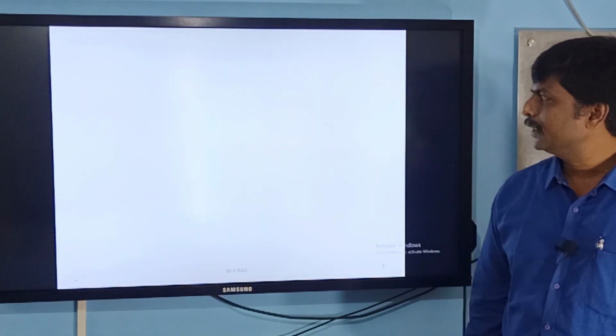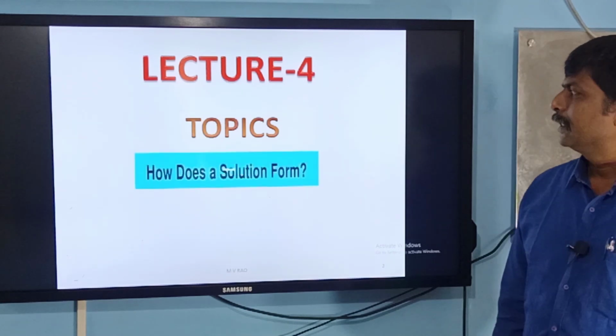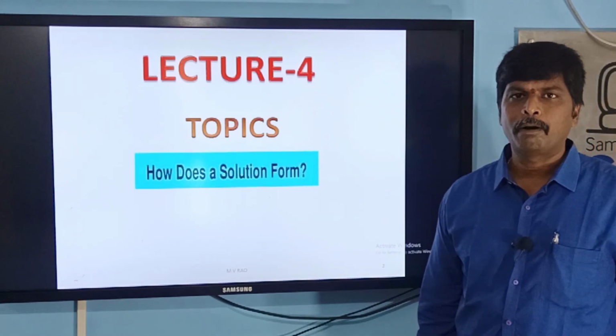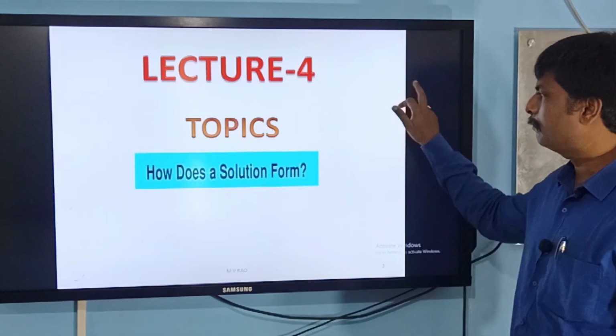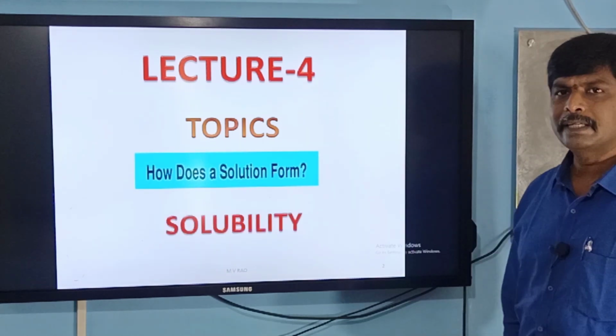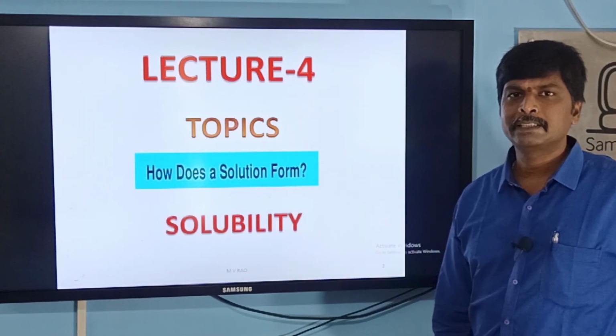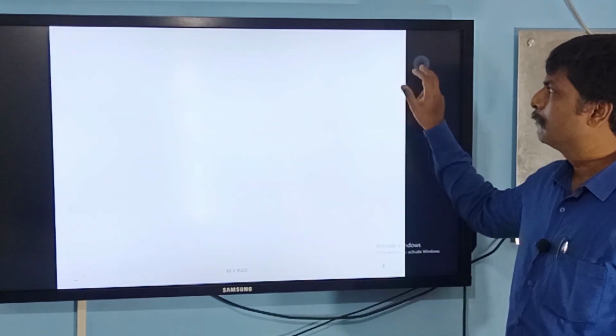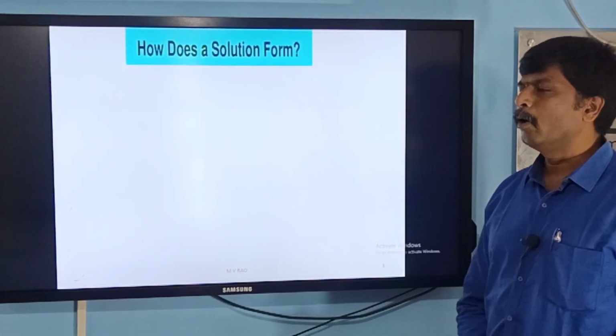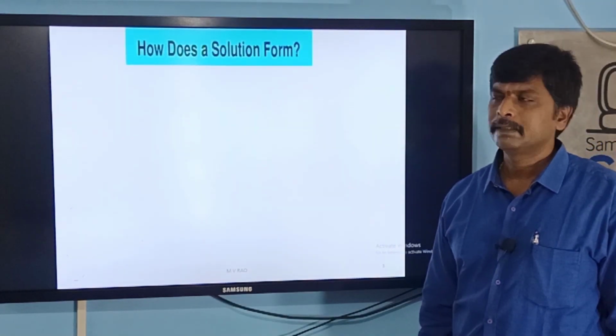This part includes: how does a solution form, and solubility. First of all, we will see how a solution forms.